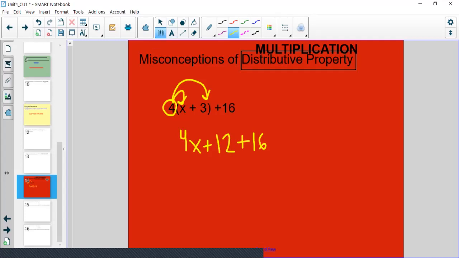Lastly, we have to combine the like terms. So we have positive 12 and positive 16. They are both constants. So remember, when you look for like terms, you're looking for the same exponent and the same variable. So you have 4x, because no one else has an x here, and then plus 28, and that is it.